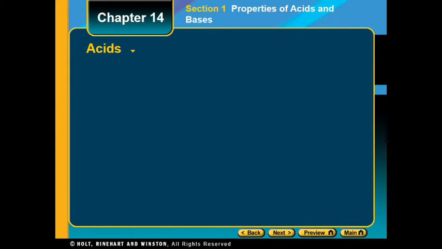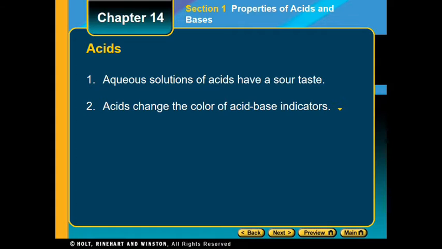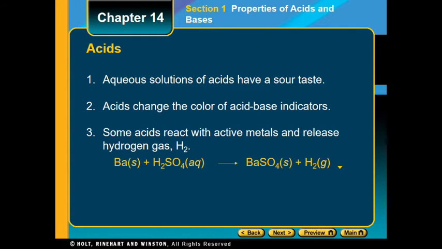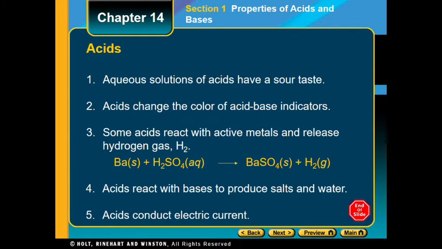So first off, our acids. I have 5 different properties of acids. You need to make sure you get all 5 of these written down. The first one is acids have a sour taste. They do change the color of acid-base indicators, and there are multiple acid-base indicators that we could use, so it's just going to depend on the indicator itself.